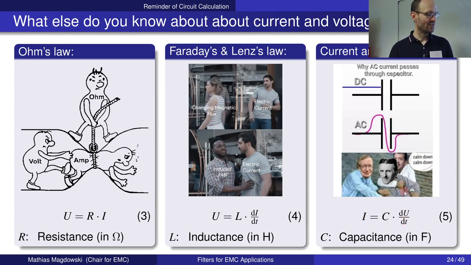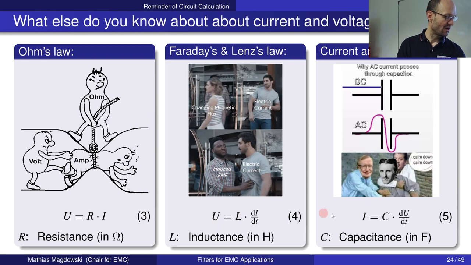And I mean, this picture here means if we have a constant voltage, if we have a DC voltage, what happens to this time derivative? Yeah, exactly. If you have a constant voltage and you calculate the time derivative, this term here of this constant voltage will be zero. So then the current will also be zero. So you cannot have a DC current going over the capacitor. It will block DC, but AC can go through.